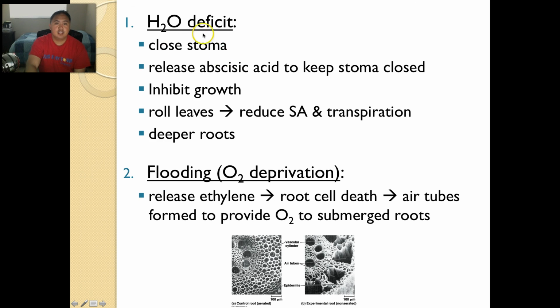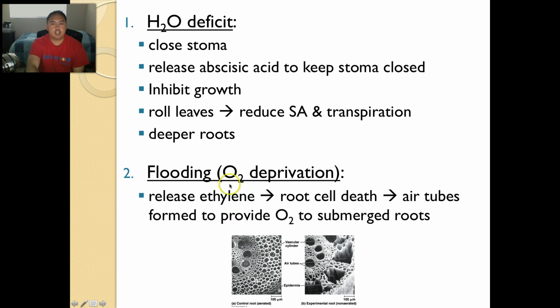If there's not enough water, what happens is the plant closes its stoma, its pores, it releases this abscisic acid to keep the stoma closed and tells it to stop growing. The leaves start to roll, which makes the surface area less and transpires less, and the roots get a little bit deeper. So all this happens if I don't get enough water. So you may notice when the plants start to dry out, if you ever had a plant and it dried out, the plants start to curve and to curl.